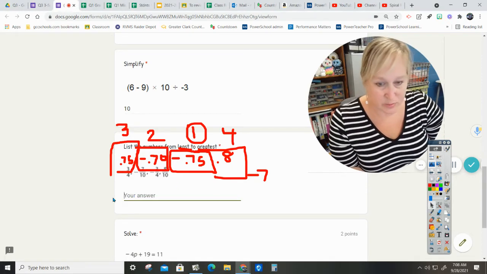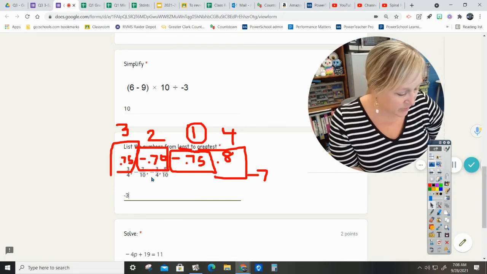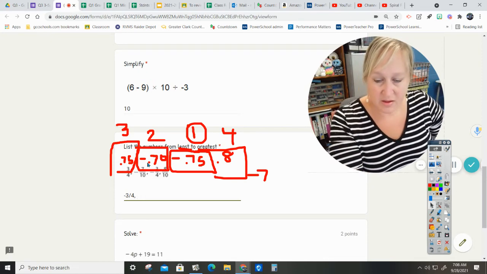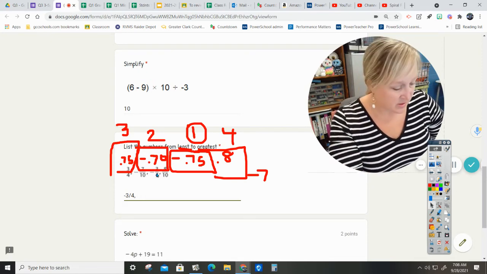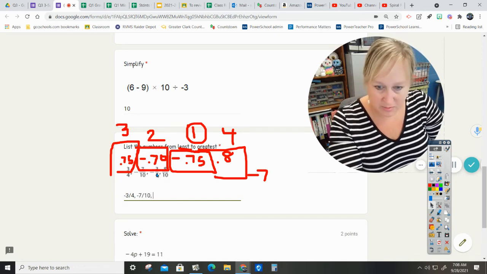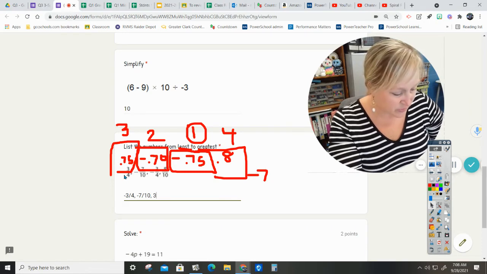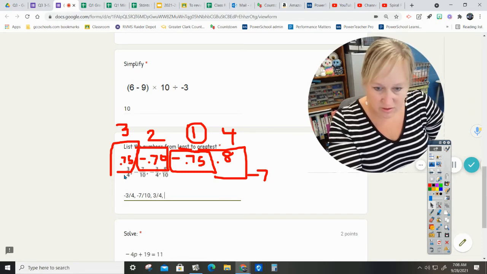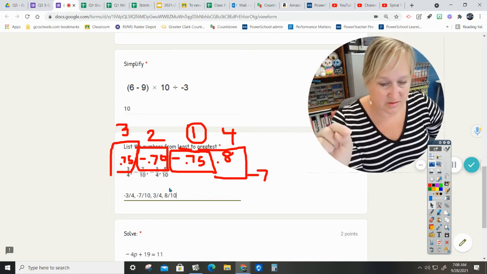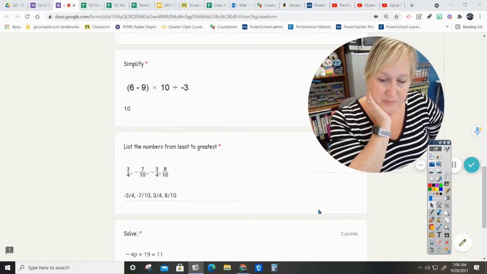So I can't write negative 0.75. I have to use negative 3/4, comma, space. And then my next number is negative 7/10, comma, space. The next number is 3/4, comma, space. And the last number is 8/10, no comma, no space. All right, so we've done that.